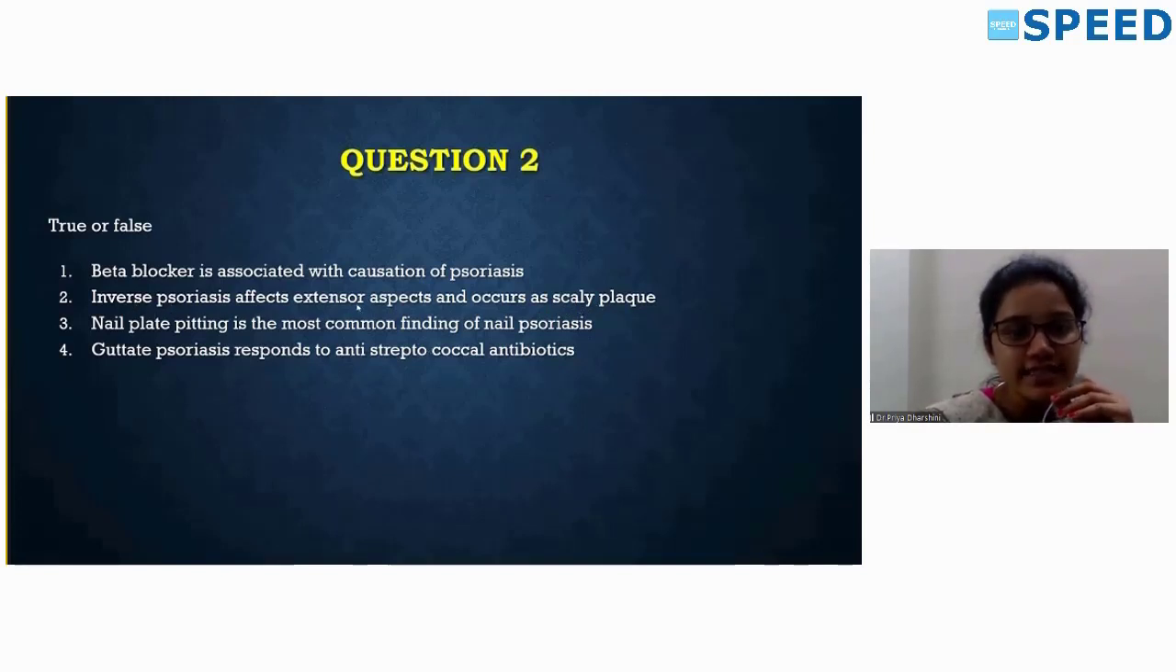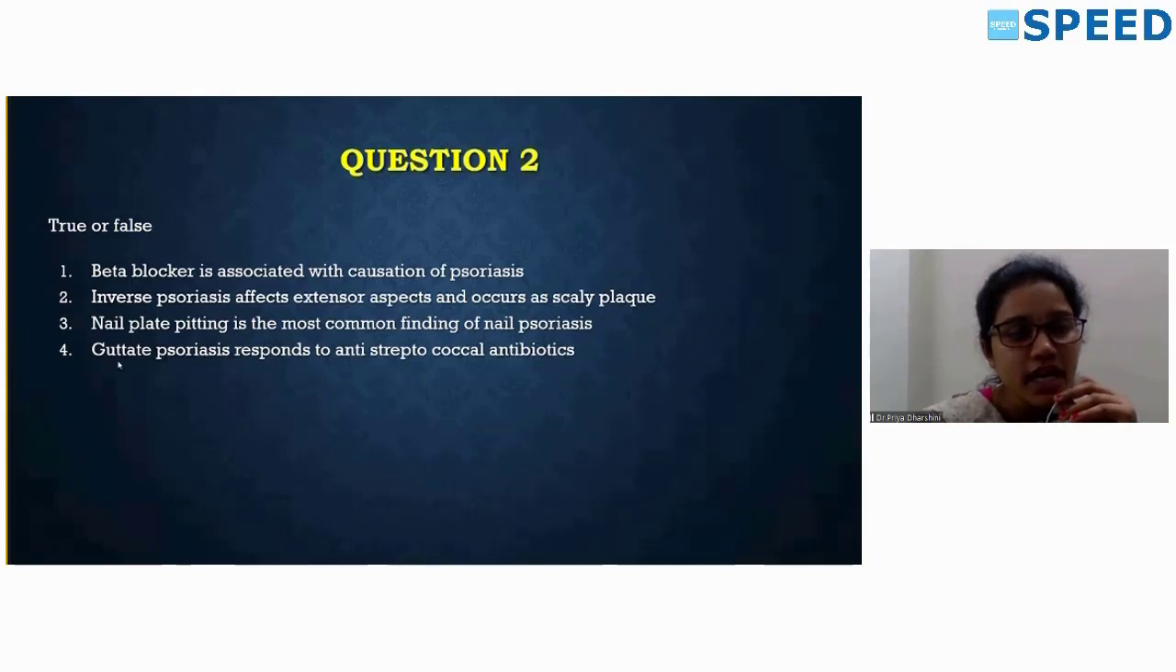Inverse psoriasis affects flexor aspects of the body, and it will not occur like a scaly plaque, like a normal extensor surface psoriasis. So this is a false statement. Third one, nail plate pitting is the most common finding of nail psoriasis. True. This is the most common finding.